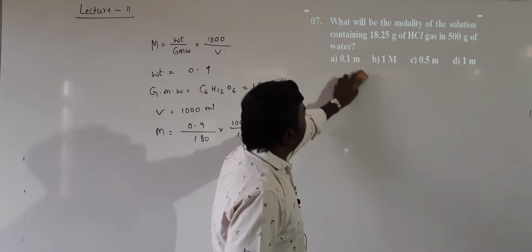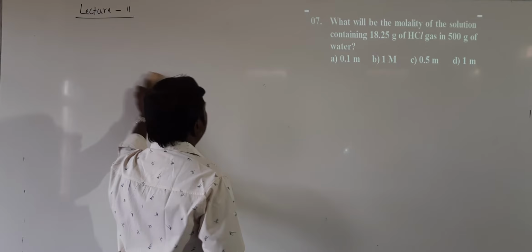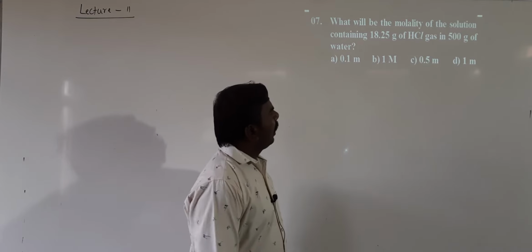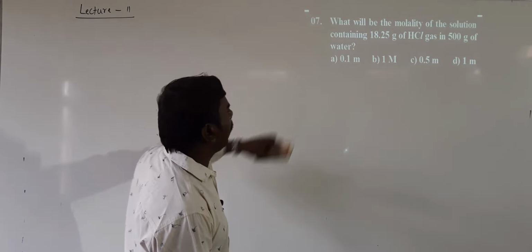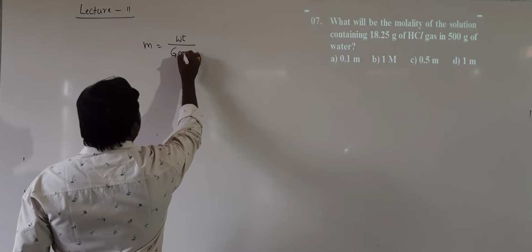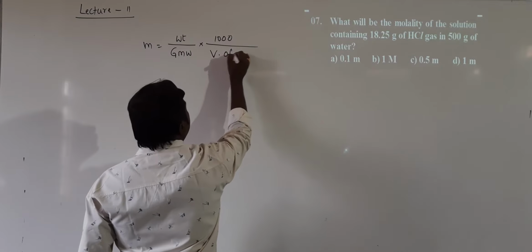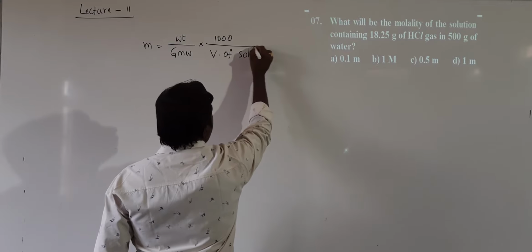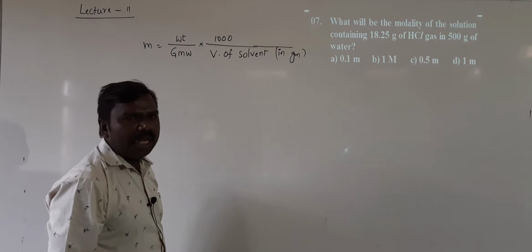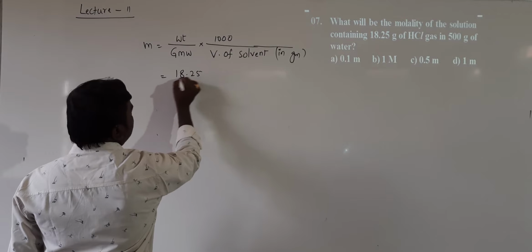What will be the molality of the solution containing 18.25 grams of HCl gas in 500 grams of water? Molality, small m, equals weight by gram molecular weight into 1000 by mass of solvent in grams. It is the formula for molality, where weight equals 18.25.